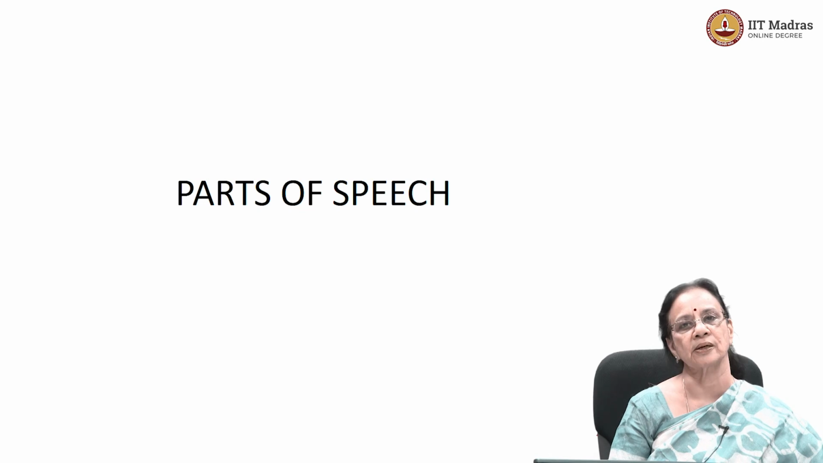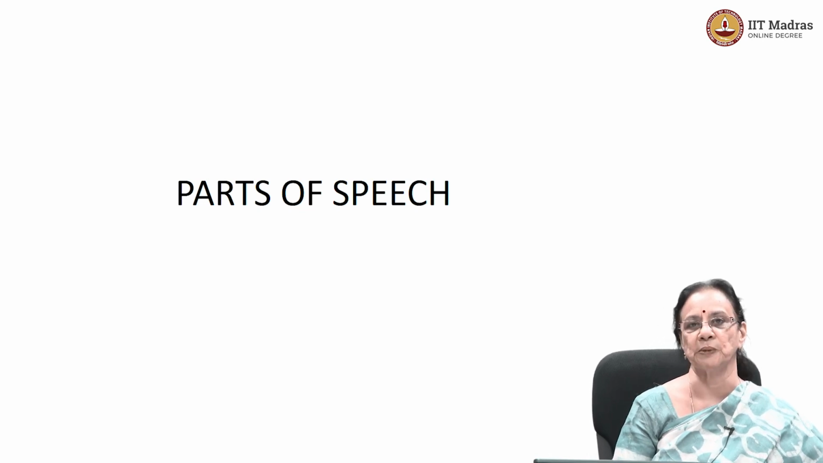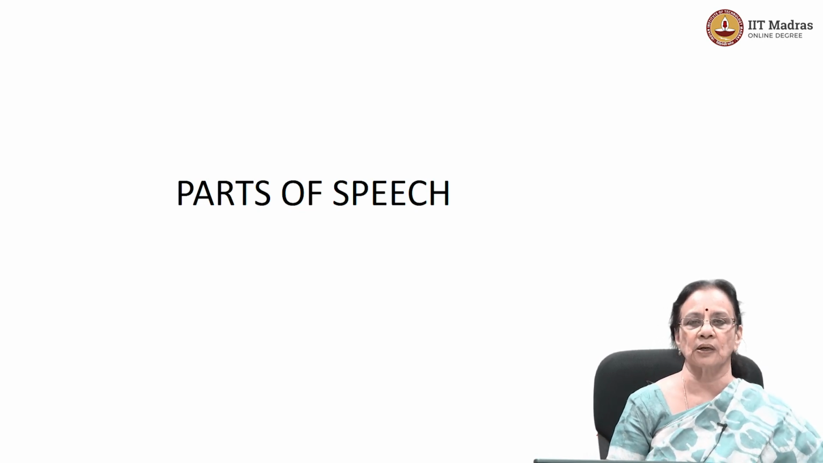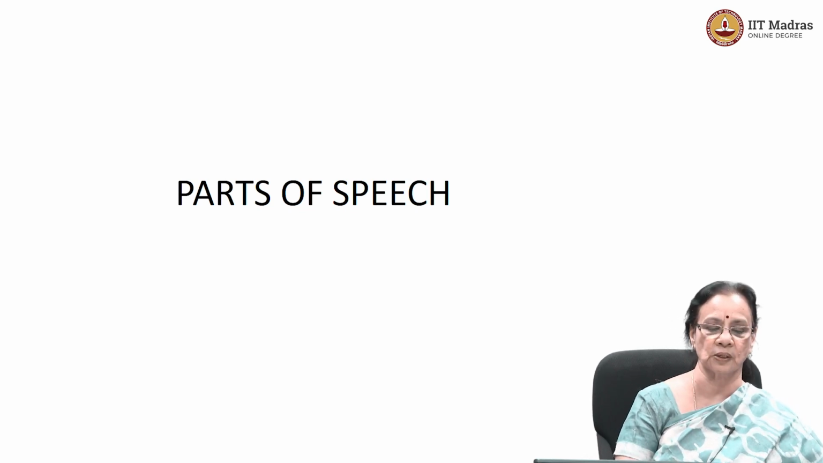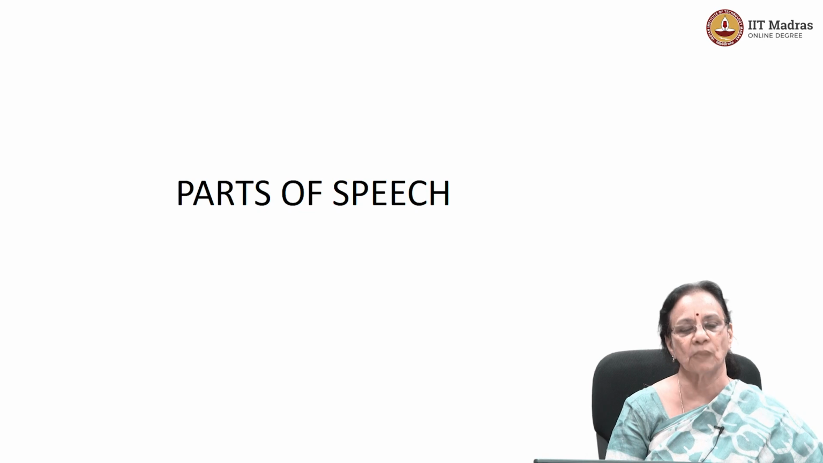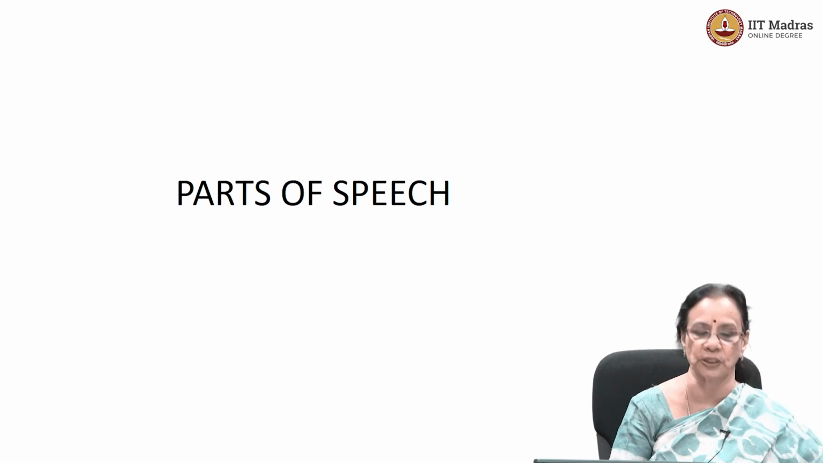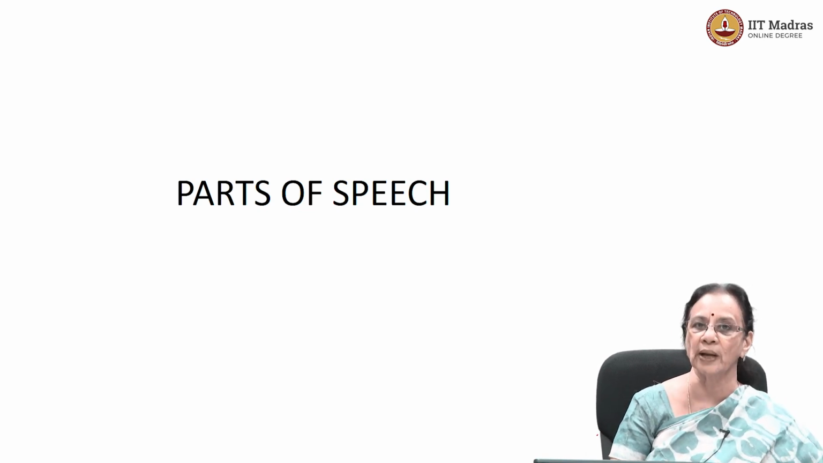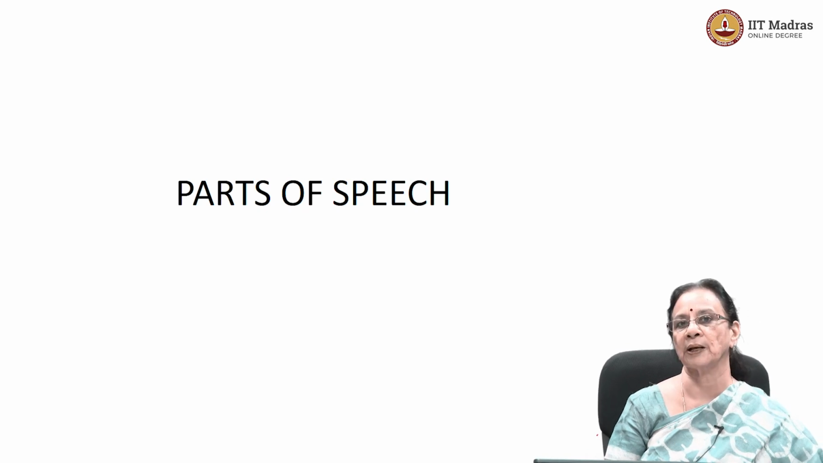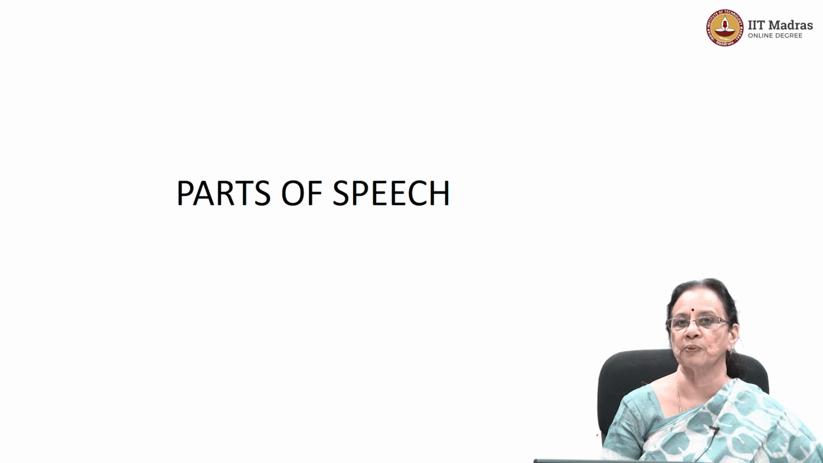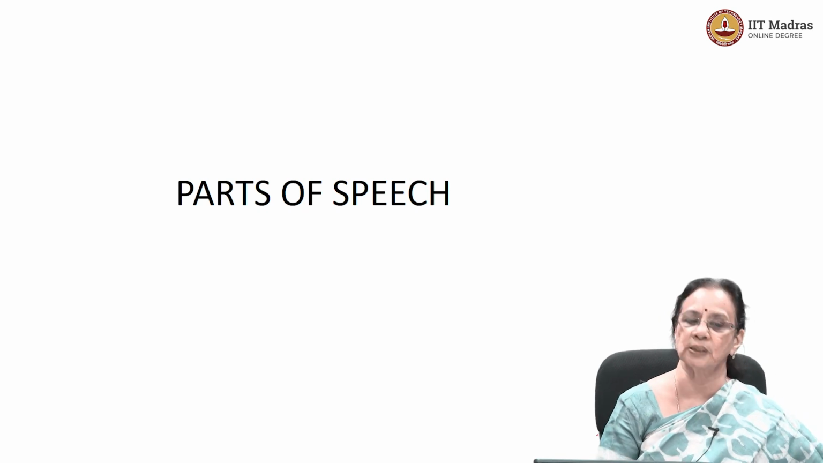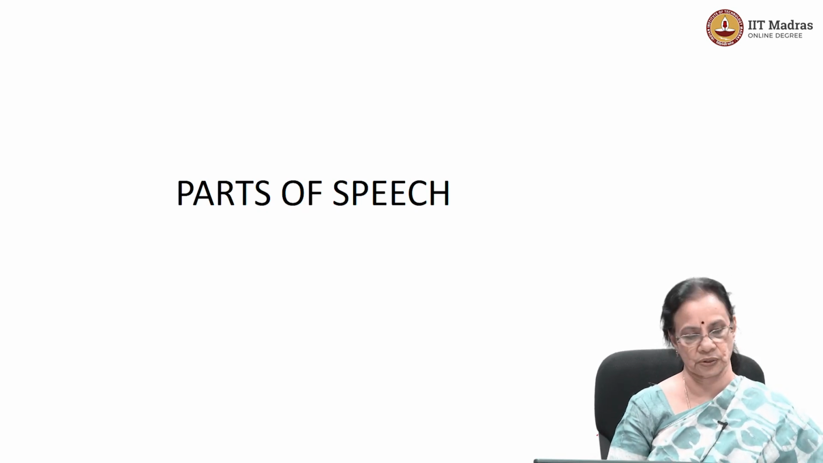These groups are traditionally called the parts of speech and are today referred to as the lexical categories or word classes. Every English user must be familiar with the parts of speech in order to understand how language works to create meaning. In this session, we will look at the different parts of speech briefly. They will be dealt with in detail in the upcoming sessions.